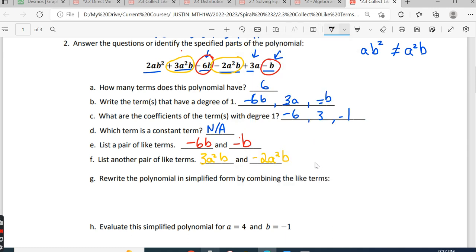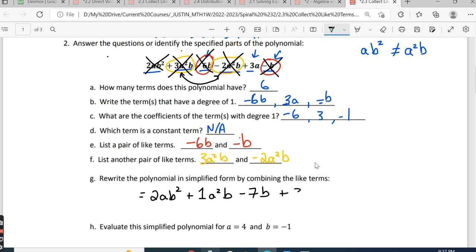Rewrite this polynomial by combining the like terms. Let's start at the front: 2ab squared. Do I see a 2ab squared anywhere else? No. So 2ab squared, done. Now these two are clearly like terms, so let's collect those. What's 3 minus 2? That gives me plus 1a squared b. So these two are done. Let's collect the two reds. Negative 6b minus b is negative 7b.